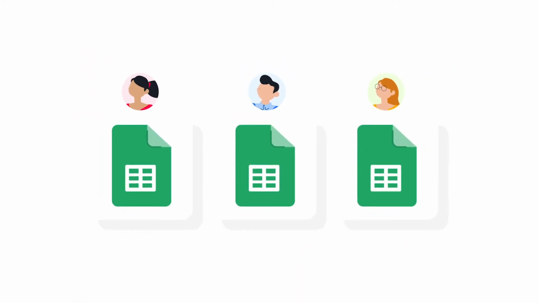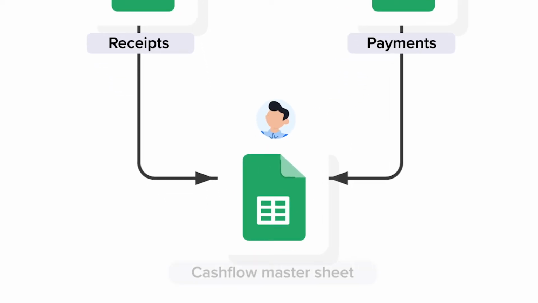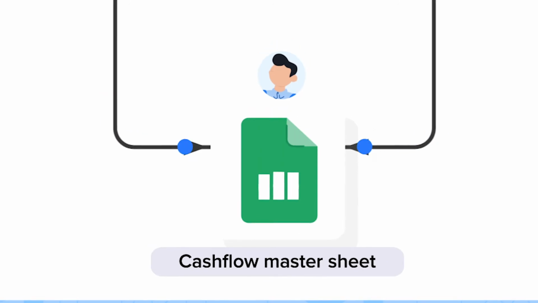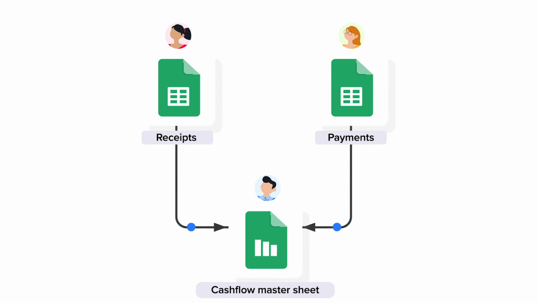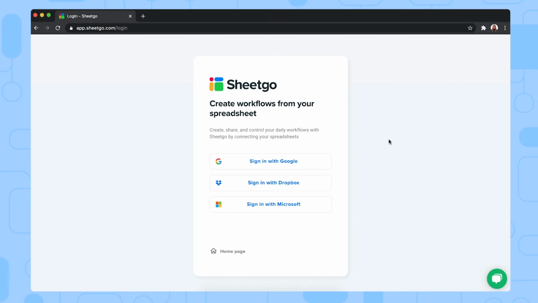So how does it work? The Sheetgo cash flow workflow consists of 3 separate Google Sheets files, as mentioned before. There's a spreadsheet to track receipts in, the money coming in, and also a spreadsheet to track your payments, the money going out. And the third spreadsheet included in this template is the cash flow master sheet. This spreadsheet gives the manager an overview of the company's cash balance in a series of automated dashboards, reports, and charts. Okay, now let's take a look at how to set up the cash flow system.